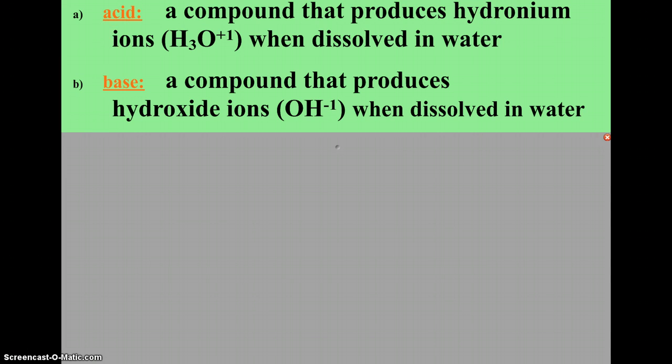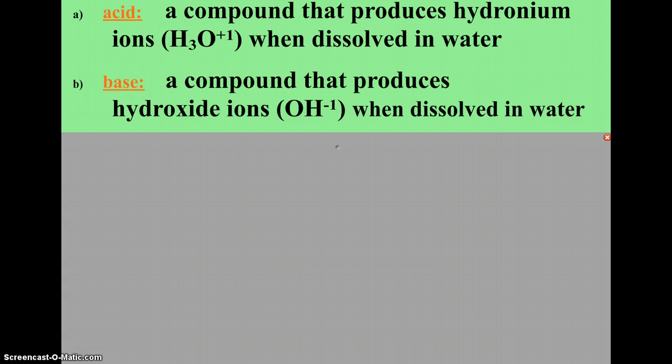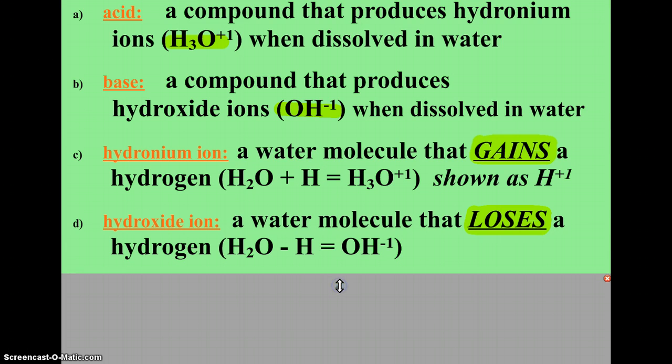Now you should hopefully remember these lovely terms because they are polyatomic ions, hydronium and hydroxide. We memorized those back in the day. But exactly what are they? Well, a hydronium ion is essentially when a water molecule gains a hydrogen. And so now instead of being H2O, it's H3O with a +1 charge.